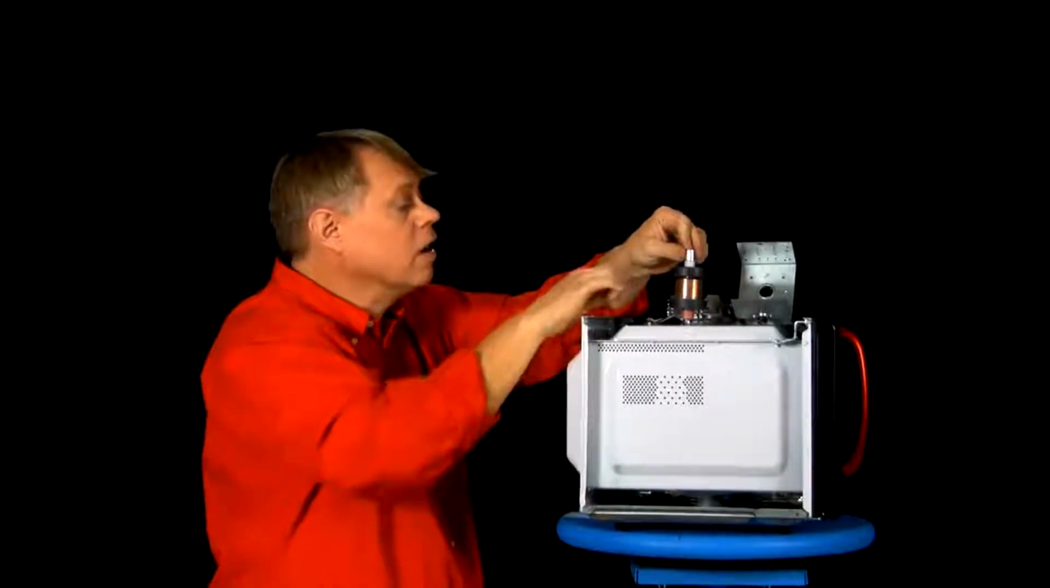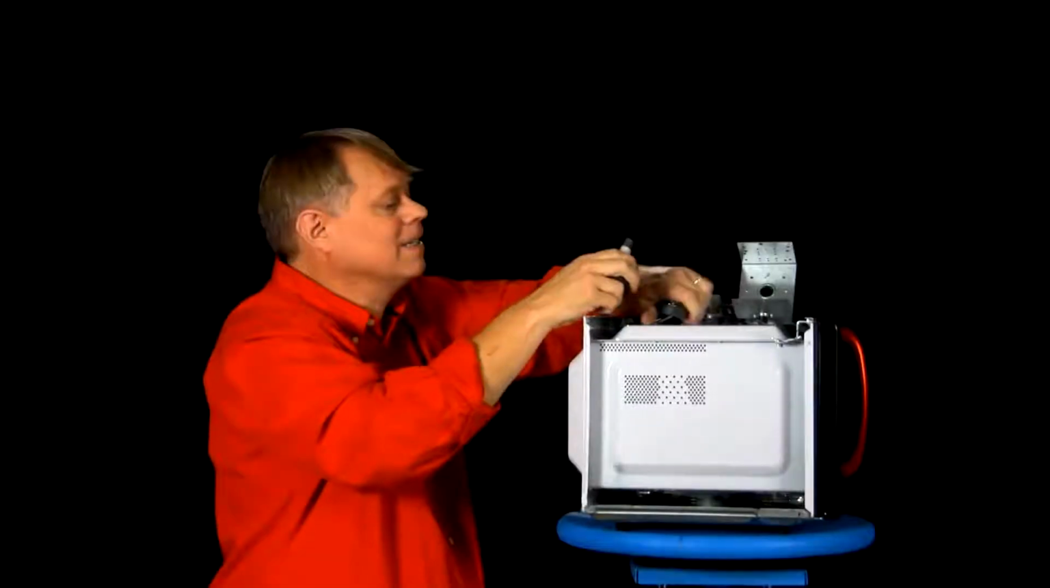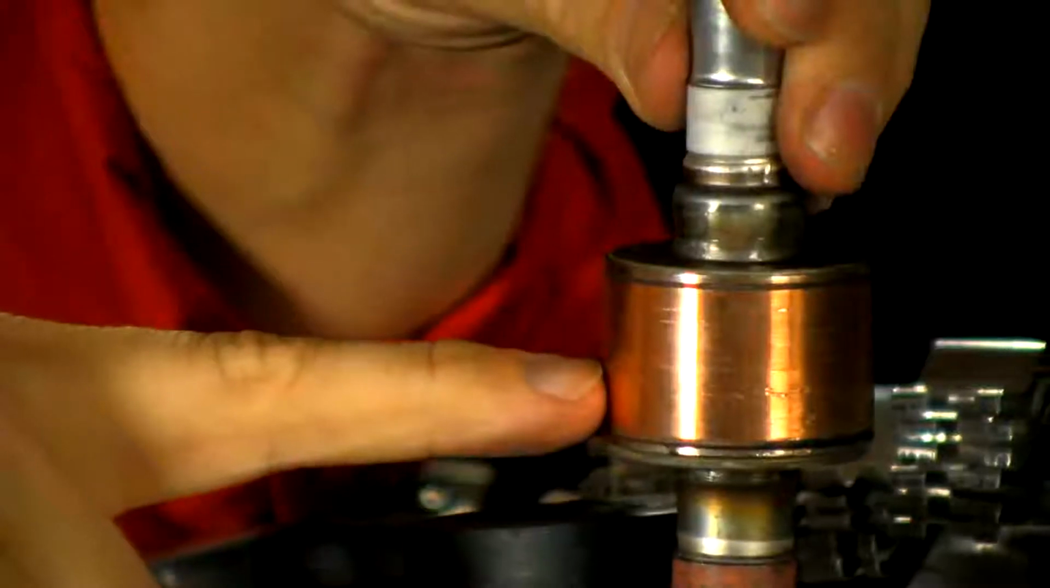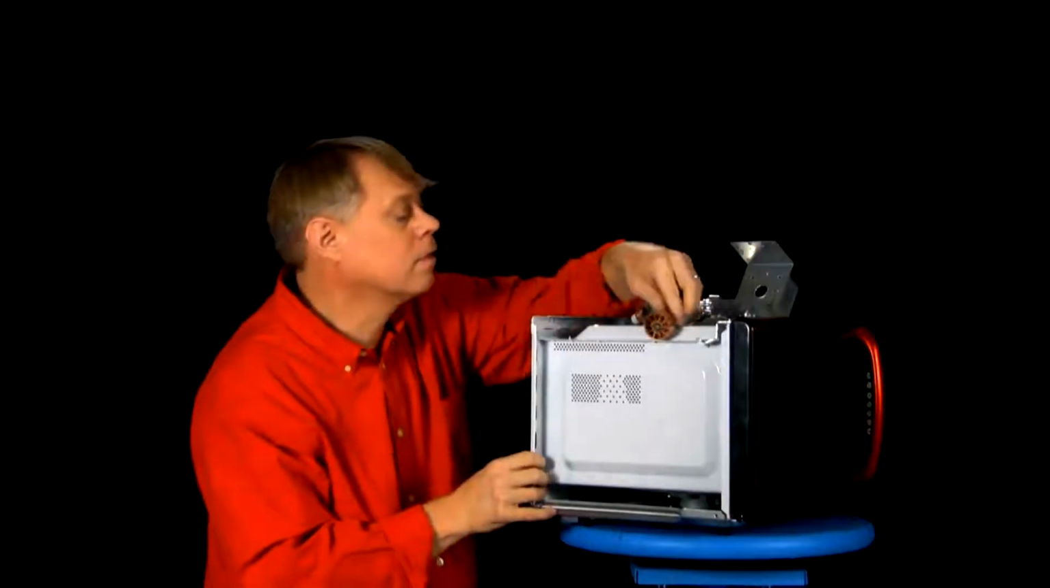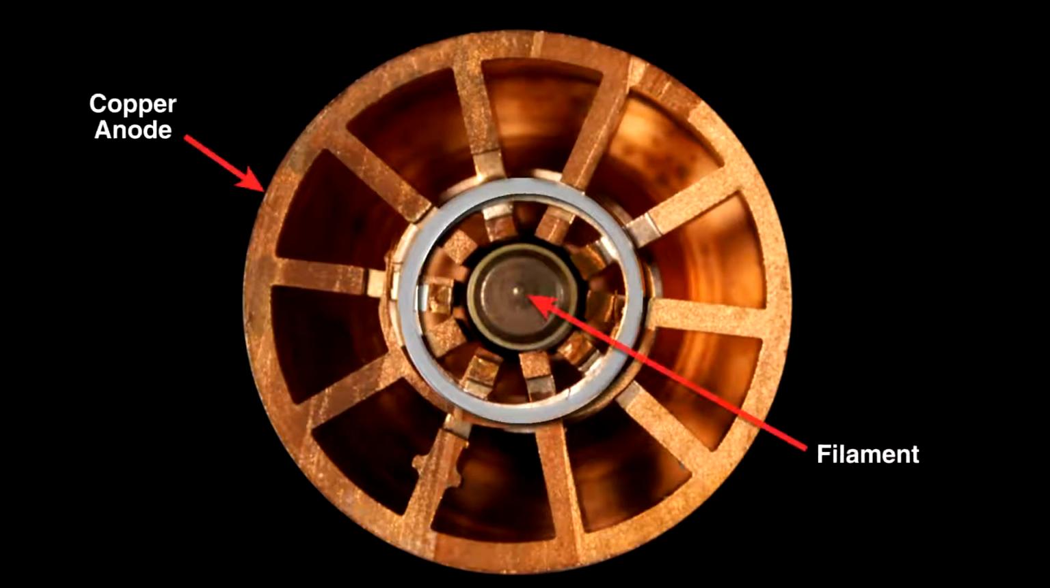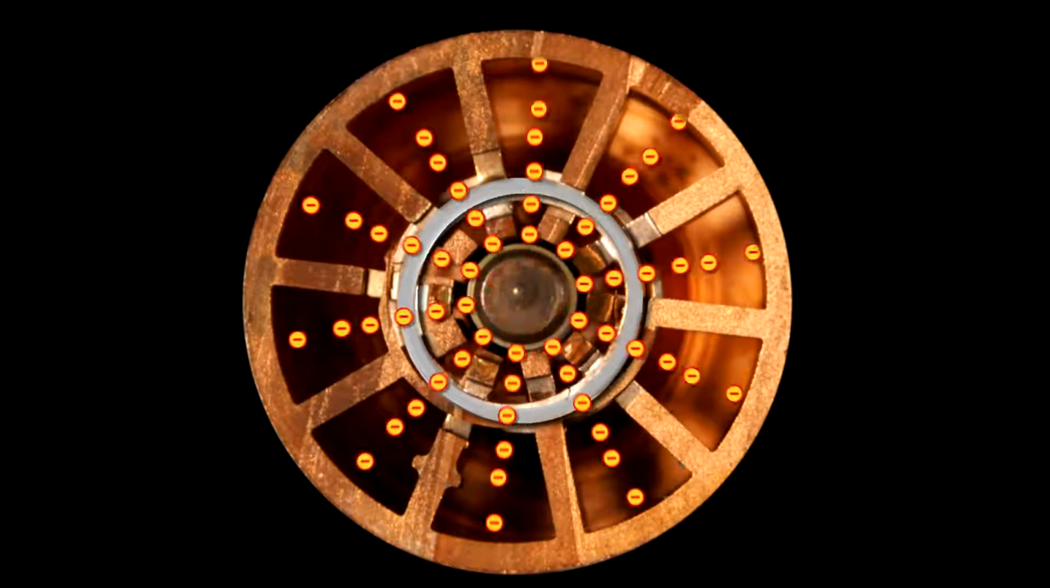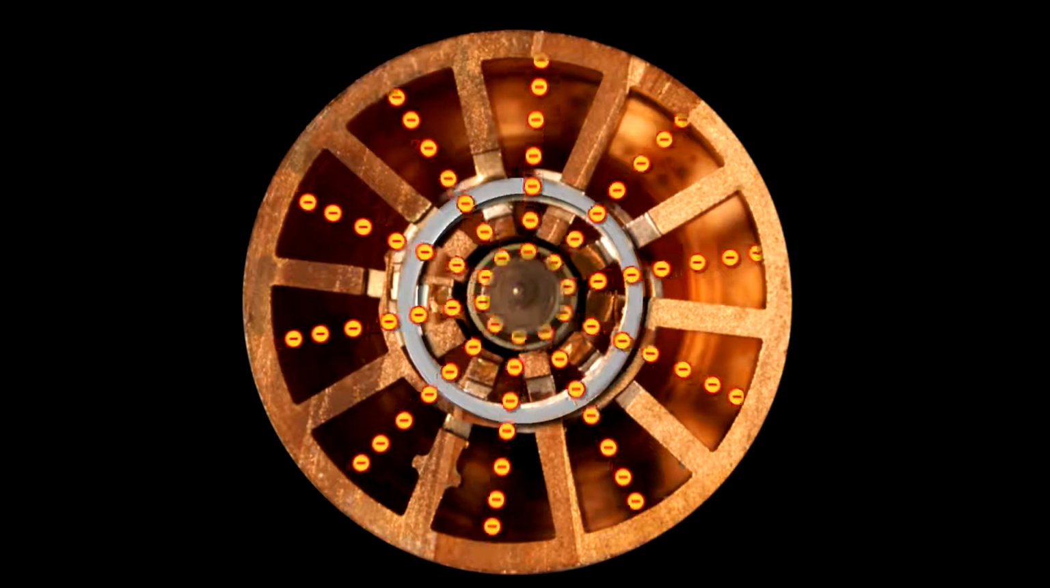The key parts are these two magnets and the vacuum tube. Now, I have another one so you can see the inside. You apply a large voltage across both the inner filament and the circular copper outside. This voltage boils electrons off the center filament and they fly toward the circular copper section.